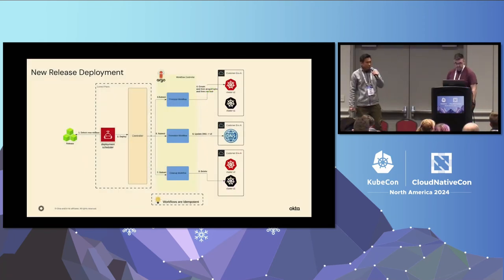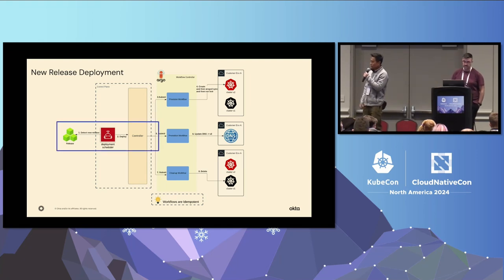Thanks, Jeremy. So let's deep dive into our deployment workflow. We have a very fine-grained deployment workflow to support different incident scenarios. But first, let's focus on our happy path that doesn't have any deployment failure. Let's say a release is created from the release pipeline, and then our deployment scheduler in the control plane detects a new release. Deployment scheduler will create a new deploy to the controller.